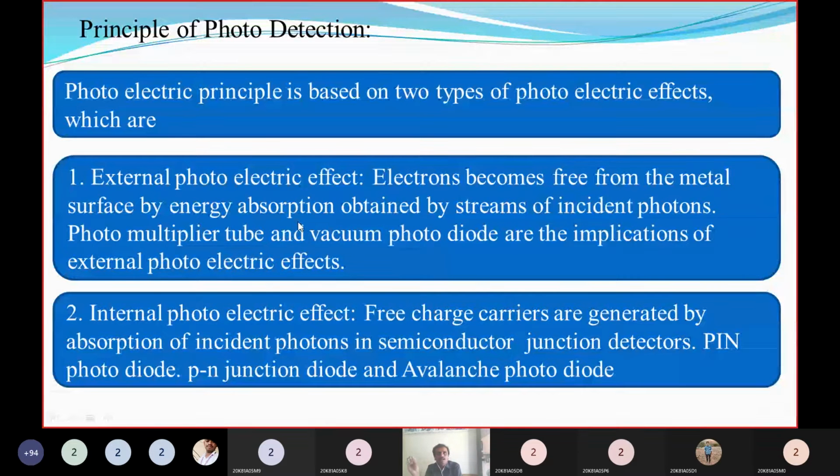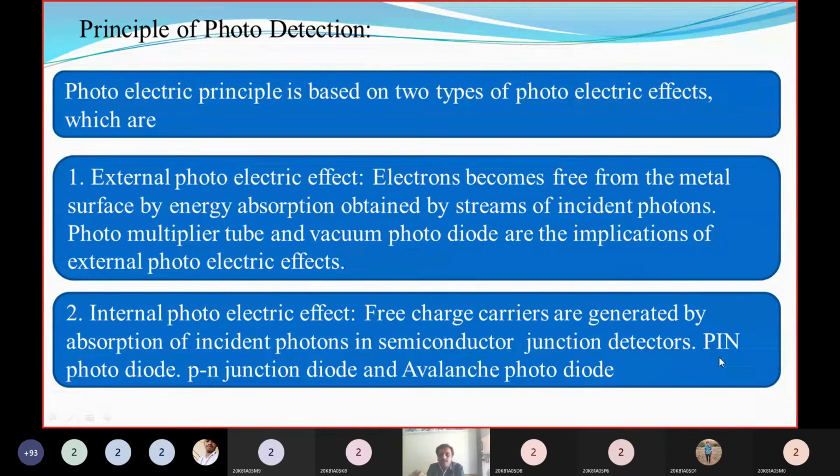In the case of the external photoelectric effect, emitted electrons come out from the surface of the material. In the case of the internal photoelectric effect, free electrons are generated, but those free charge carriers move inside the material only. This is the internal photoelectric effect.